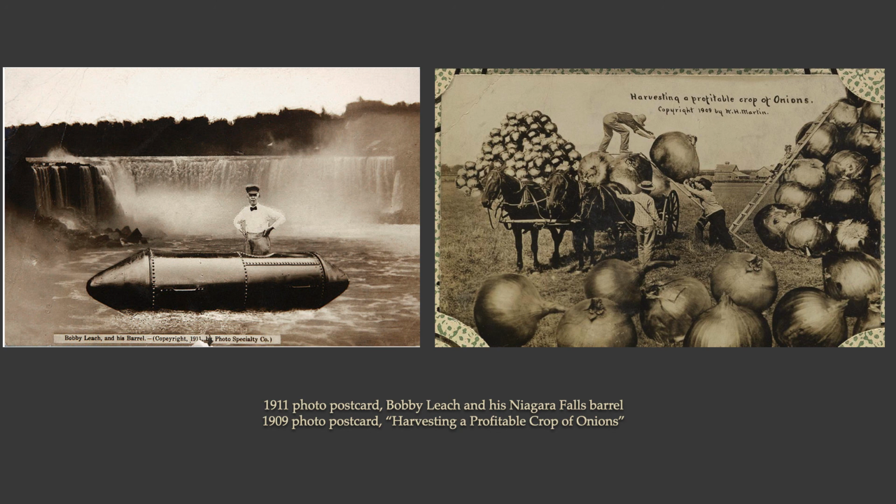The picture on the right is even more obviously photographically manipulated. It's showing a profitable crop of onions, vast overscaled onions, these kinds of playful photographic manipulations that showed giant agricultural achievements. They were a sort of running joke in photographic postcards at this time.